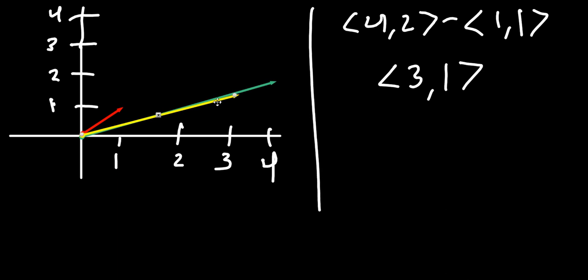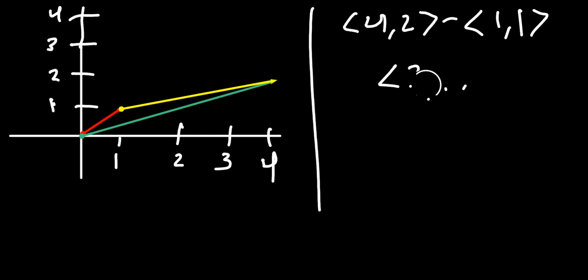Another way to represent this vector is to slide this vector up where this one was and over where this one was. This vector is going to be the same as a minus b, where a is this big green one and b is this small red one. So that's how you subtract vectors.